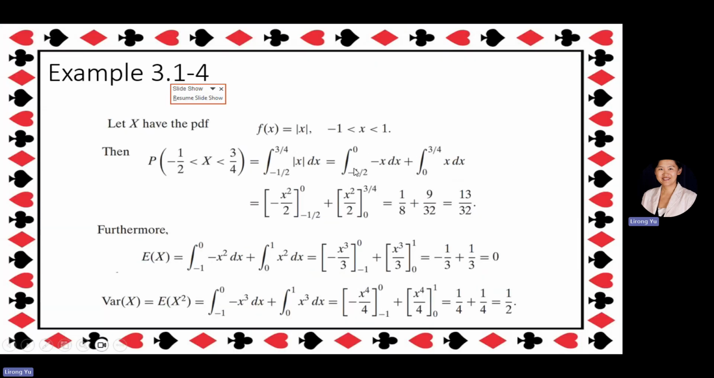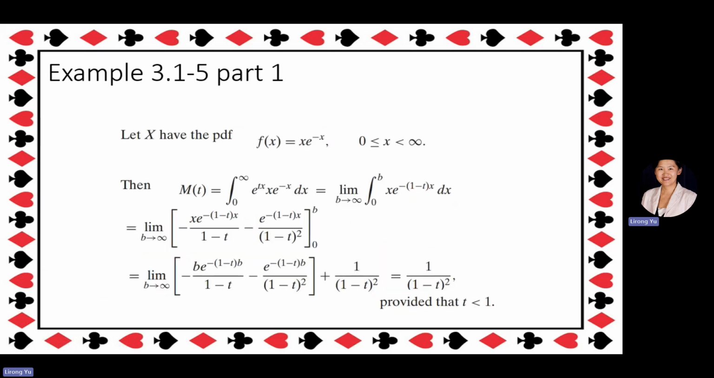So all these topics are applying the definition for E(X), variance of X, and probability of X. Suppose we have the density function, try to find a moment generating function. Any question?